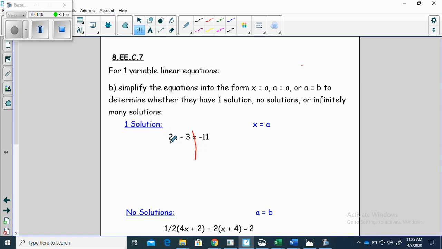First off, the 2x has 3 subtracted from it. The opposite of subtracting 3 from this side would be to add 3. See, the 3 goes away because negative 3 plus 3 is 0. But what I do to one side, I have to do to the other. Okay. This 3 is gone. This means 2x is equal to negative 11 plus 3.